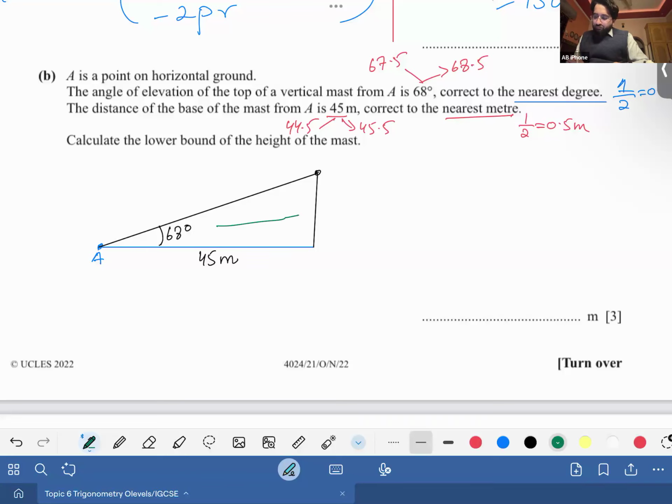Calculate the lower bound for the height. We are requested to find this height, which is my perpendicular. Understood, Khushi? So calculate the lower bound of the height. We know that this is the perpendicular and this is the base. So we are going to use tangent theta. Tangent theta is equal to perpendicular divided by base. Do you agree with me or not? But in this question, I'm finding the perpendicular.